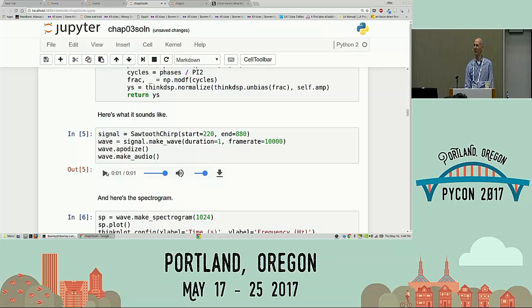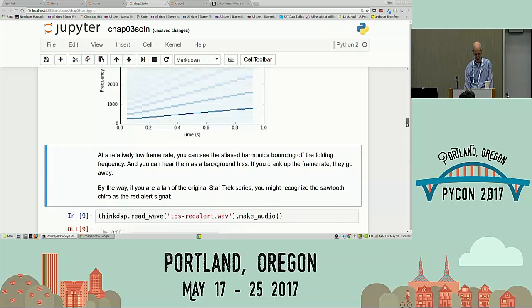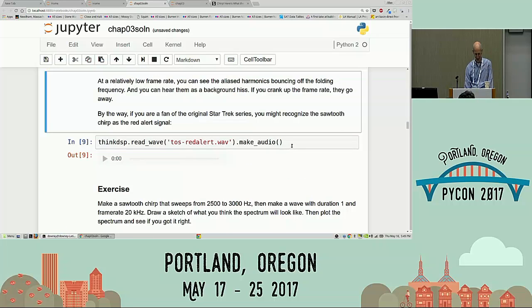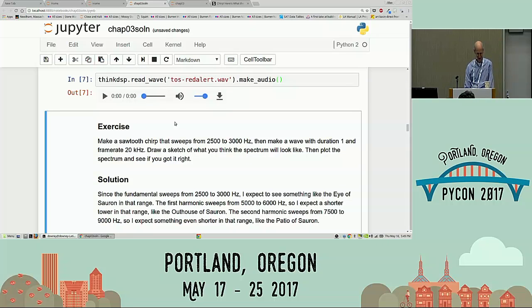And I thought, when I played that for the first time, that's a cool sound. It sounds kind of familiar. It sounds like the red alert signal from the original Star Trek series, which I found a recording of. So here's what that sounds like.